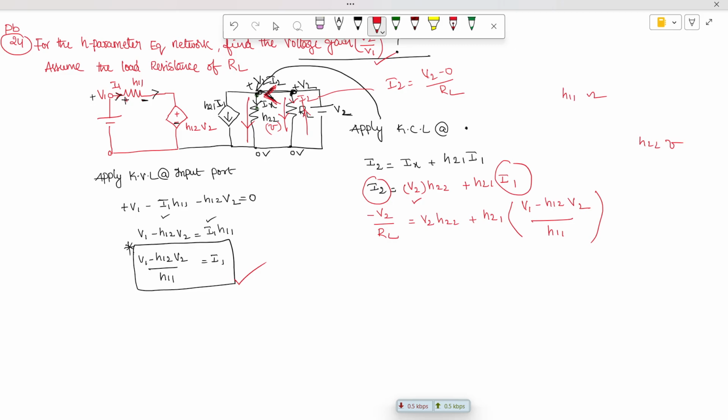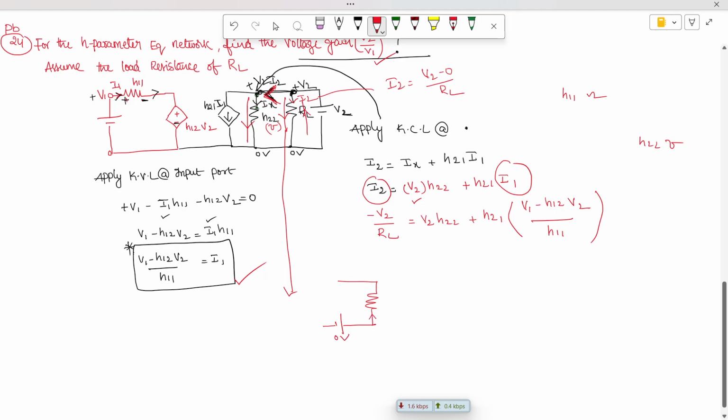Now when you segregate the terms, if you have any doubt, you can see my previous lectures on how to write this. If you want clarification, how to write the current I2 is very simple. Here you have a resistive load, and you assume this is the negative terminal and this is the positive terminal. This is 0 volts.